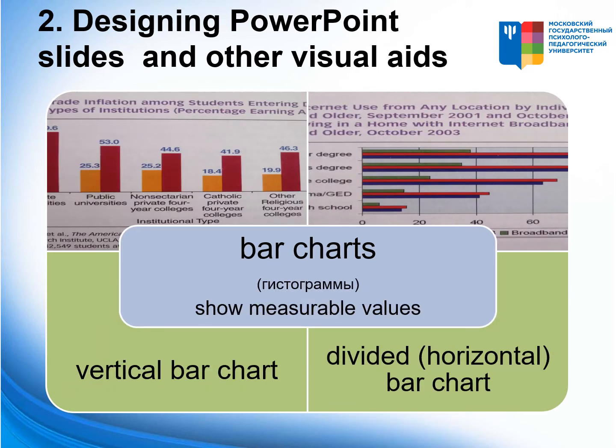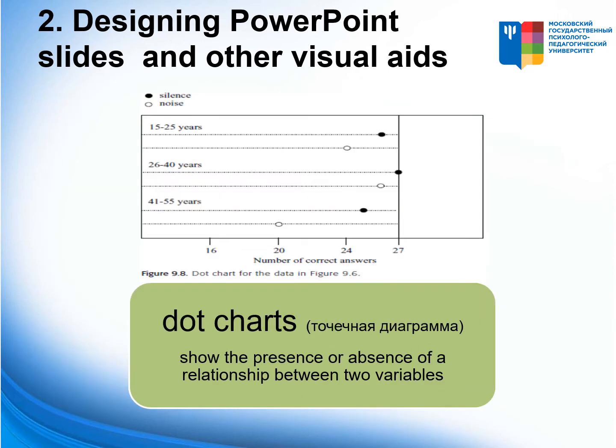Bar charts are diagrams in which different amounts are represented by thin vertical or horizontal bars which have the same width, but vary in height or length. Bar charts are useful to show measurable values such as amounts or percentages. The longer the bar, the greater its value. Dot charts are figures used to show the presence or absence of relationship between two variables. Values of two variables are displayed in the form of dots.